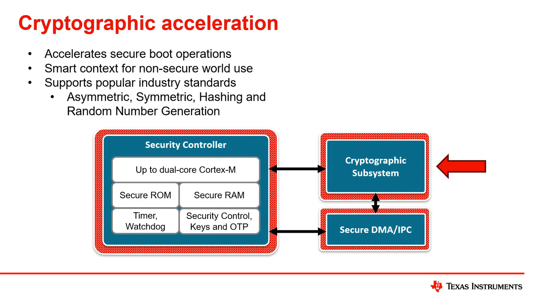These cryptographic subsystems also have the capability to very intelligently know whether data is coming from the security controller or through the secure side of the system versus the non-secure side of the system, and keep that data separate so that it doesn't get polluted. And you can see that the cryptographic subsystem is going to support a number of the popular cryptographic standards today, like asymmetric, symmetric, hashing, and random number generation, which are so important for the basis of security today.